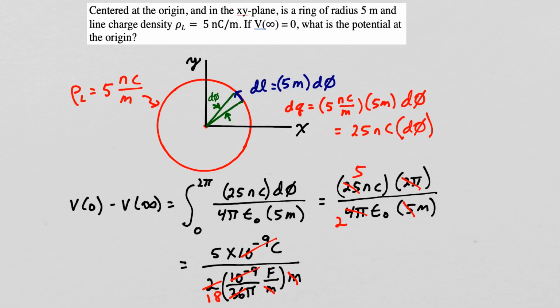We will have a 5 times 18 pi, and a farad is a coulomb per volt, so a coulomb over a farad is a volt. So the potential at the origin is 90 pi volts.